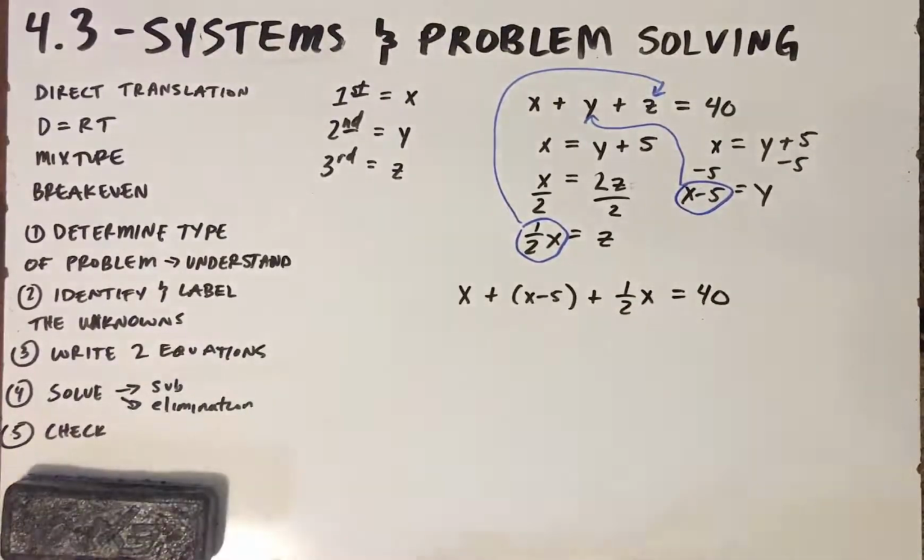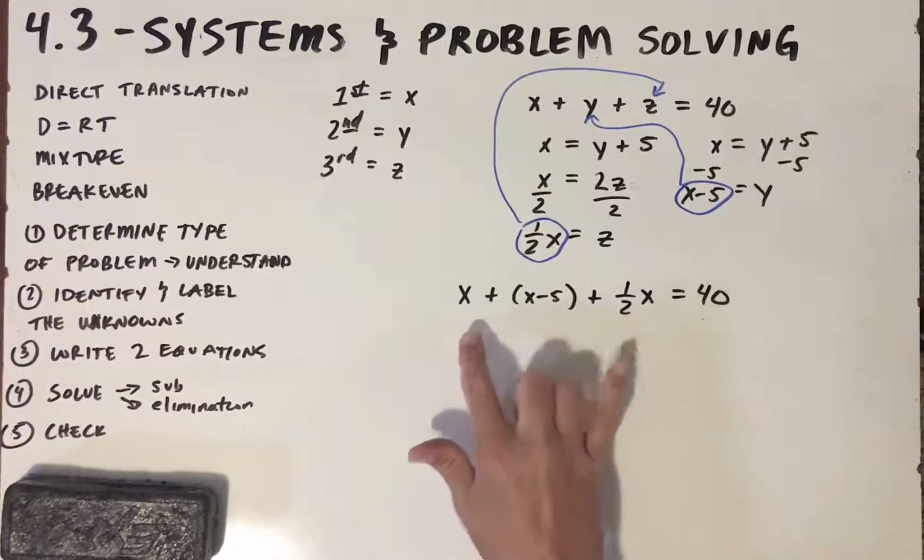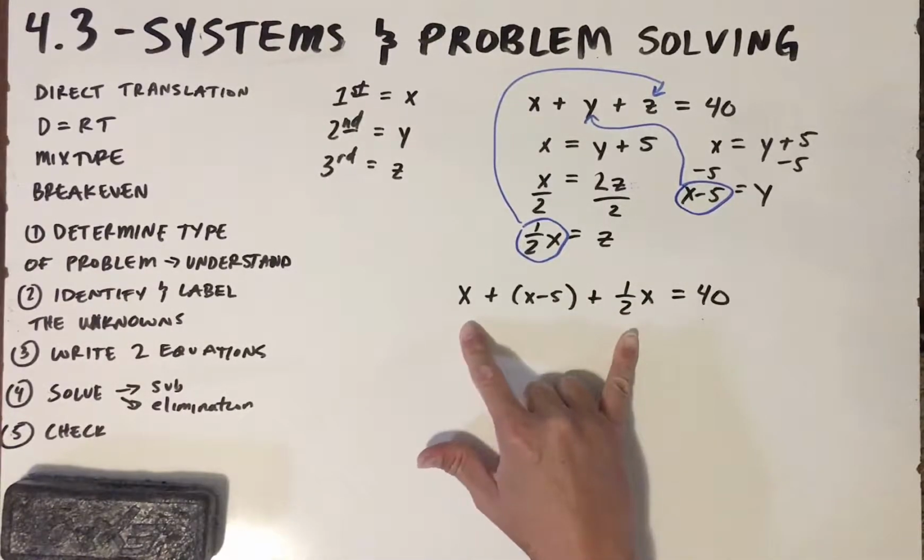Why the heck did I just do that? Well, I just did that because I don't have enough information here to substitute or to eliminate all these other variables. So if I can get them all in terms of x, then I know how to solve this problem. I can combine my x's.